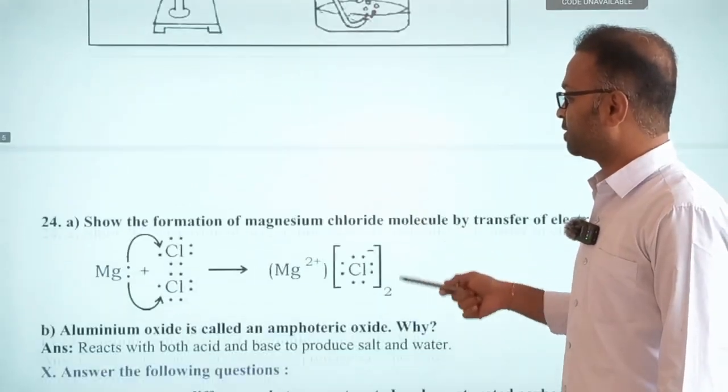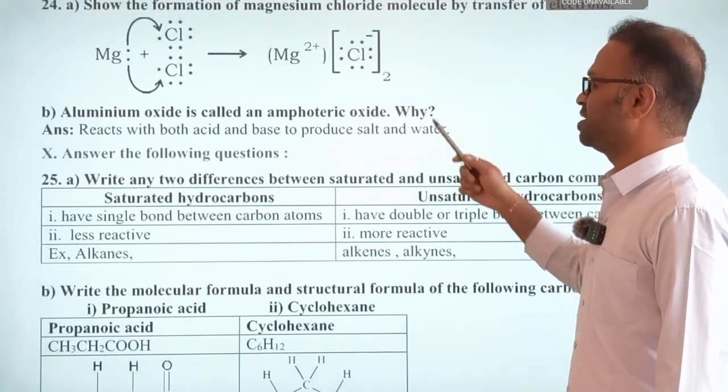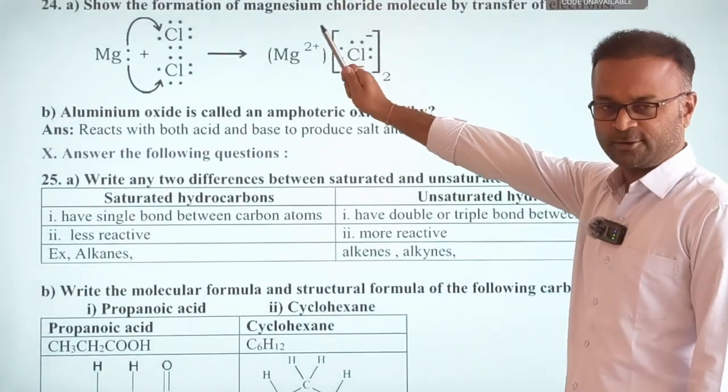Next one, show the formation of this. Again, 100% they will ask the dot structure.